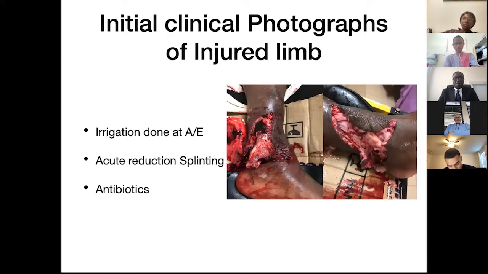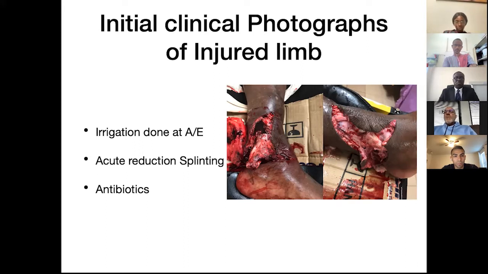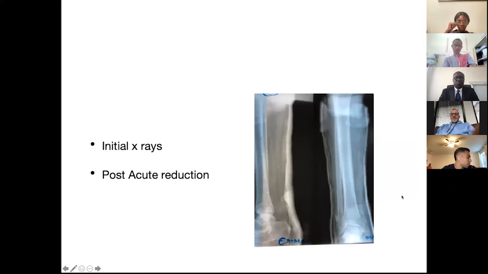Those are the wounds that he had, on the medial aspect of his ankle. What we did at the A&E was irrigate the wound with normal saline, do an acute reduction, and then splint it. We did a back slab for him, and we started him on antibiotics, ceftriaxone to be specific. Next slide, please. Those were his X-rays in the POP. We didn't get the other X-rays before the POP. Next slide, please.